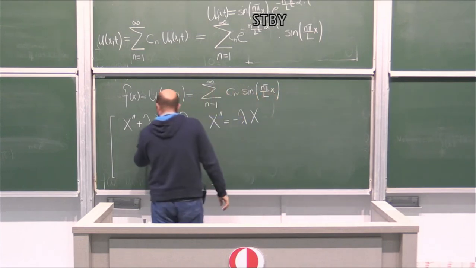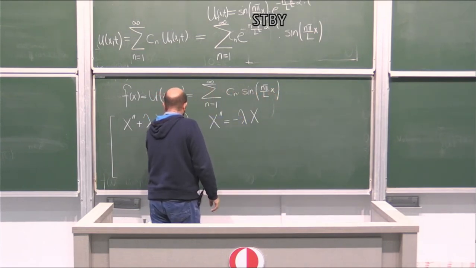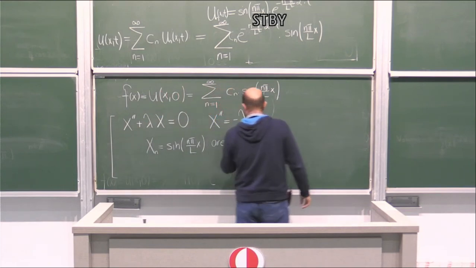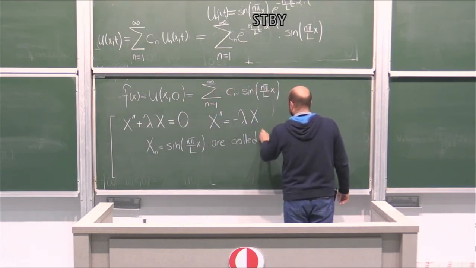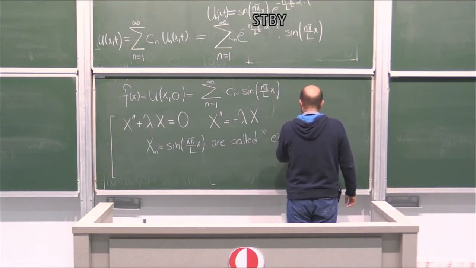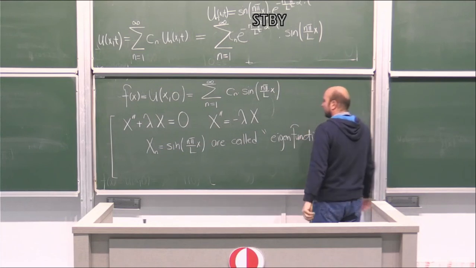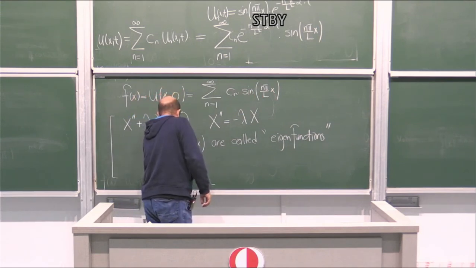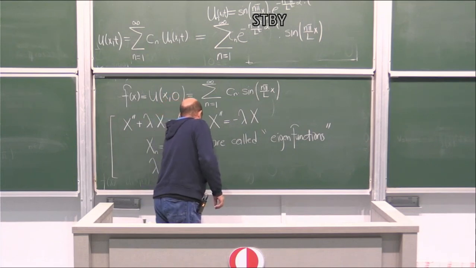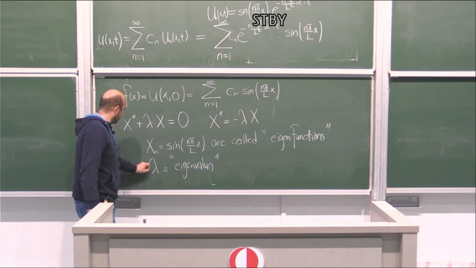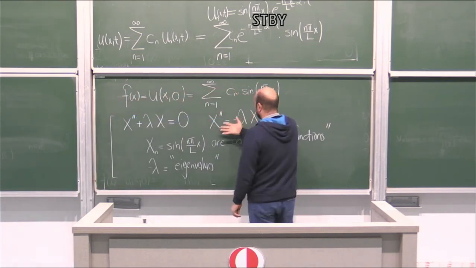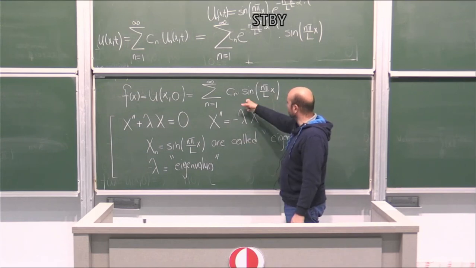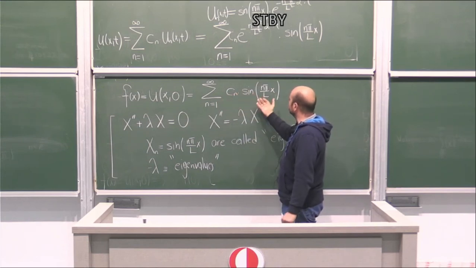So here the X_n, the solutions, are called eigenfunctions, and here the lambdas, or minus lambdas, are called eigenvalues. So we are using some similarity from linear algebra. And next time, we will start with this problem, how to express a function in terms of sines and cosines.